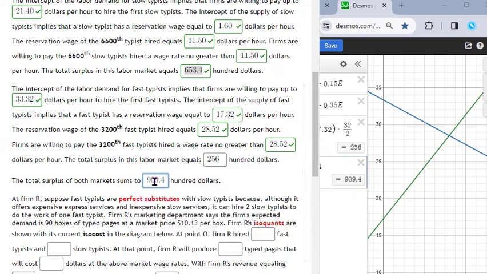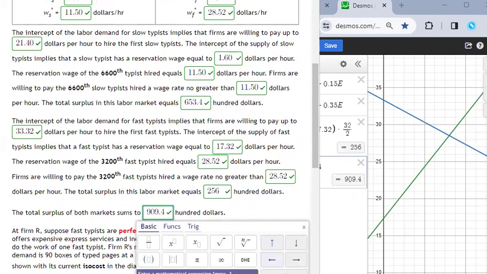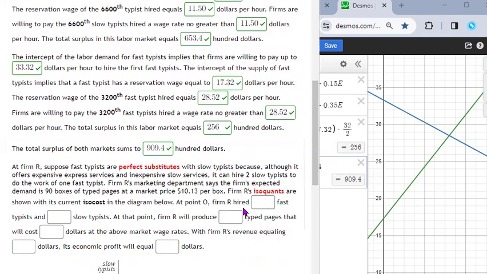In dollars, that's $90,940, right? Okay.